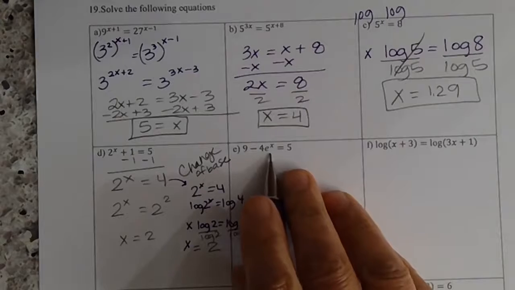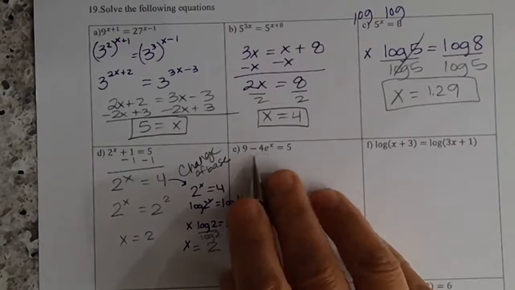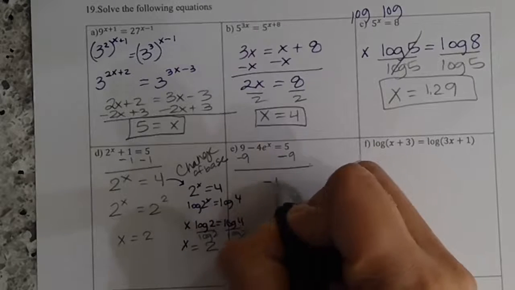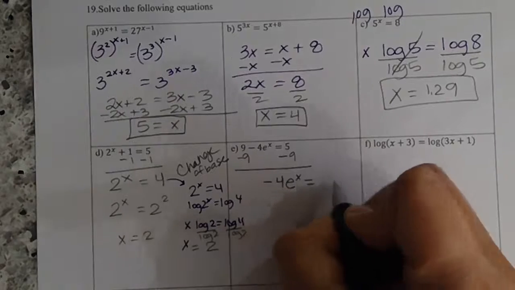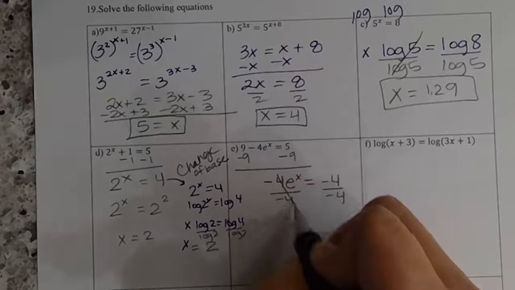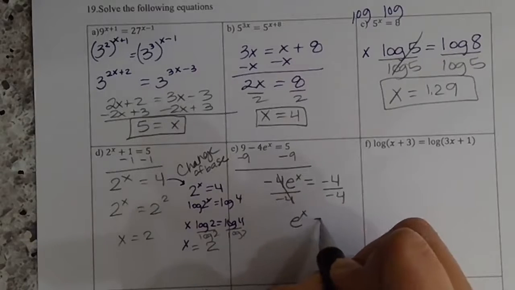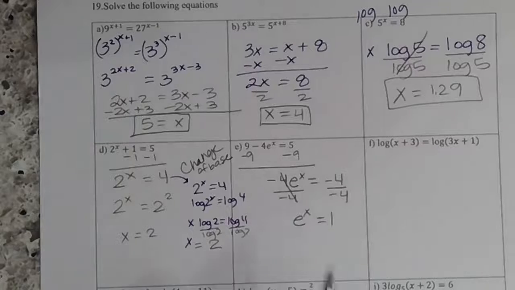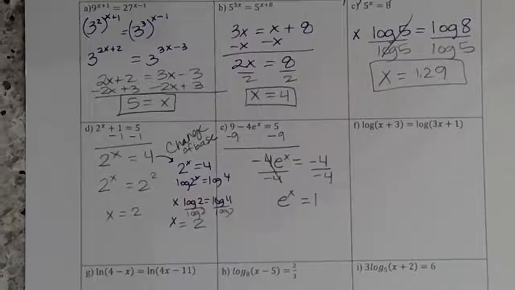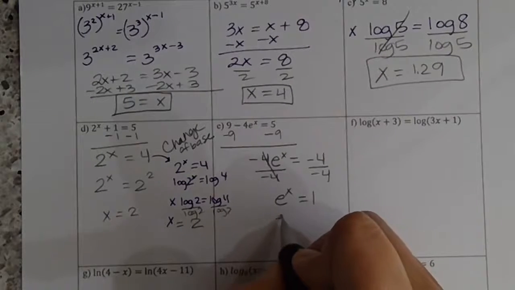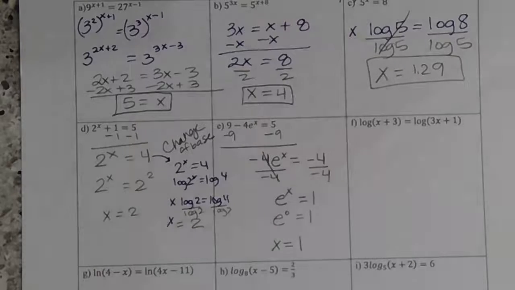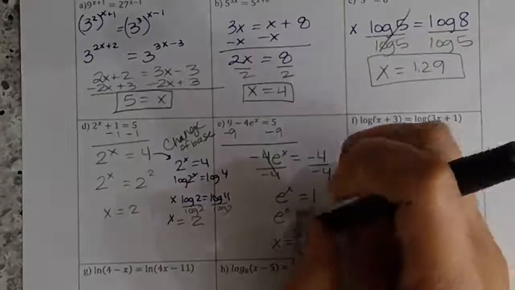Same thing. Again, you only have a variable x. E is a number, so you're just going to isolate that x, so minus 9 from both sides. Divide by negative 4 on both. Well, you can think about it. E to what power is 1? E to the 0. So x is equal to 1. Or x is equal to 0.